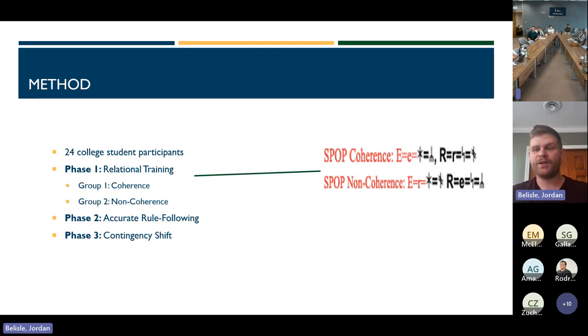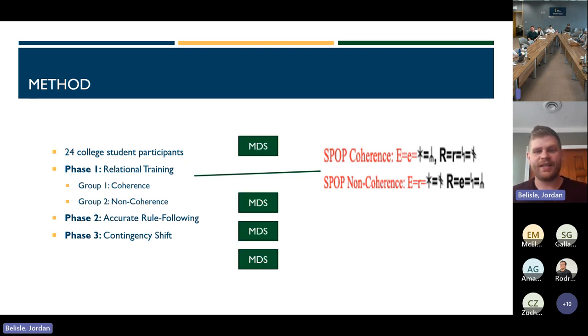In phase two, we gave participants a rule to follow that required responding consistently with the relational classes by selecting the stimulus arrangement that contained the most images that were like an image presented at the top of the screen. In phase three, the contingencies shifted such that following the rule no longer produced reinforcement, and instead participants lost points, and points were available for responding in the opposite way. We conducted MDS analyses on four occasions throughout the study to see how the relational field reacted to the contingencies of our program: immediately before relational training, immediately after relational training, before the contingency shift, and after the contingency shift.